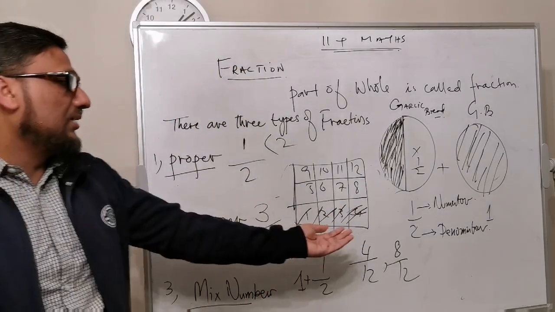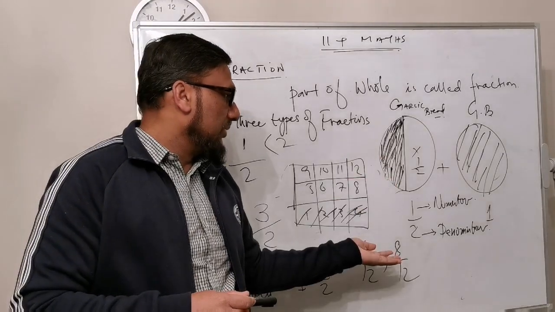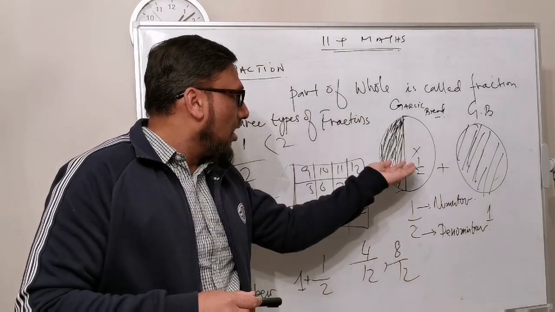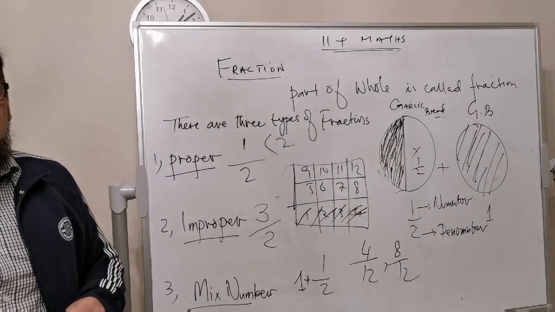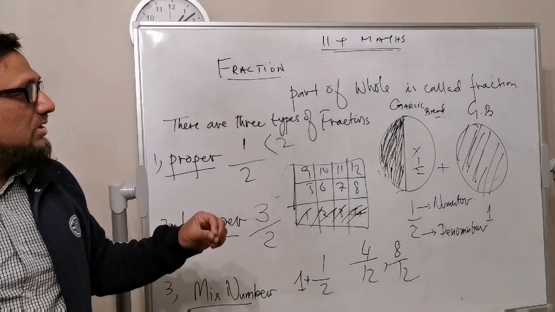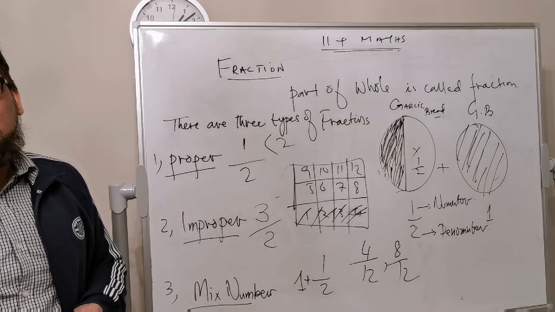So for example, I finish half a garlic bread. So it means half of the garlic bread is remaining. So this is called a fraction.